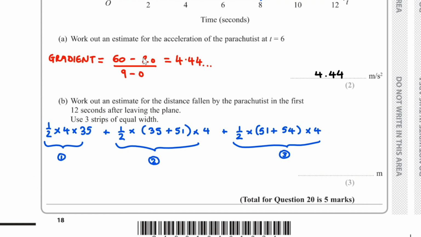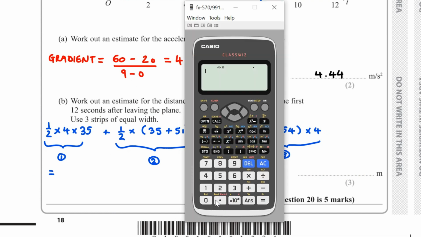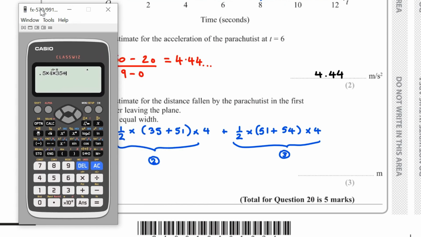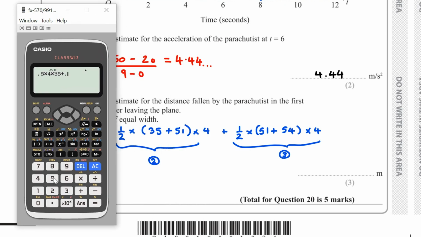So if we work all of this out, we've got 1/2 times 4 times 35 plus 1/2 times 4 times 35 plus 51 plus 1/2 times 4 times 51 plus 54, which is 452.